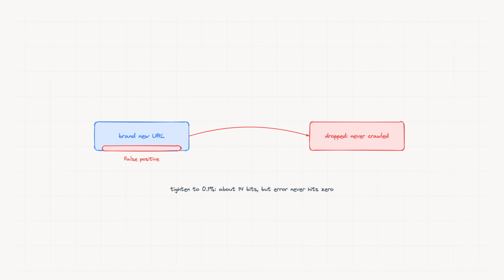Tighten the rate to 0.1% and the same rule gives about 14 bits per element, but the false positive rate never fully goes away. And a standard Bloom filter can't remove an entry. Once a URL is marked seen, there's no way to unmark it. So if a false positive flags a page the crawler never actually visited, that page stays blocked forever.